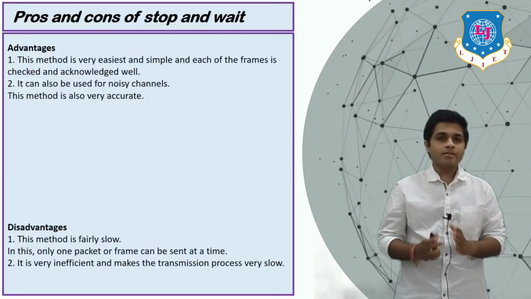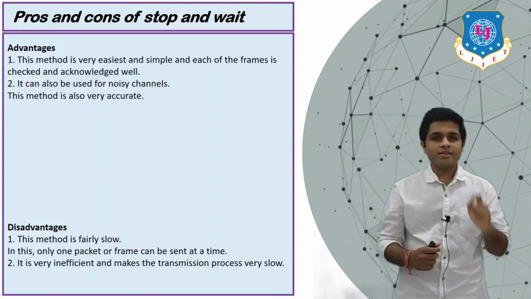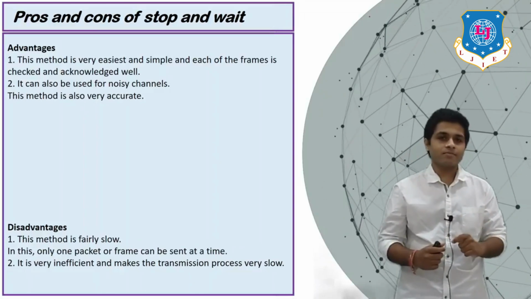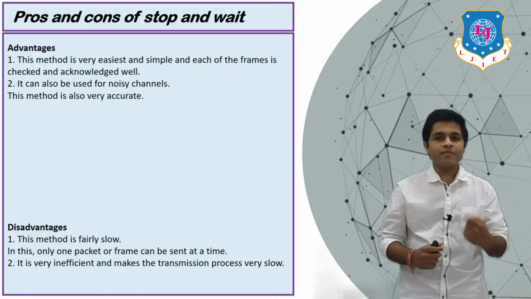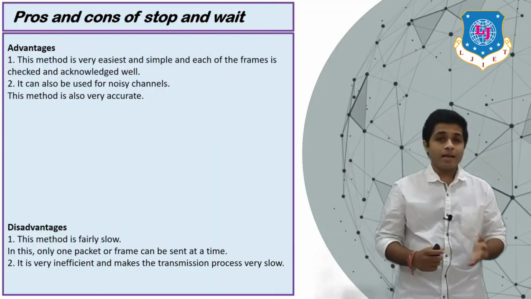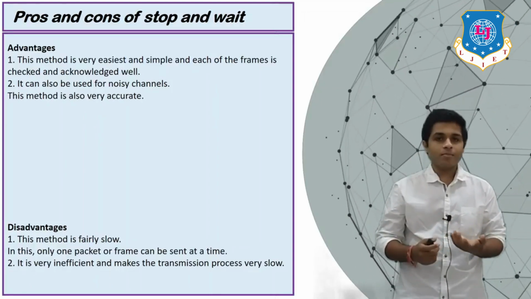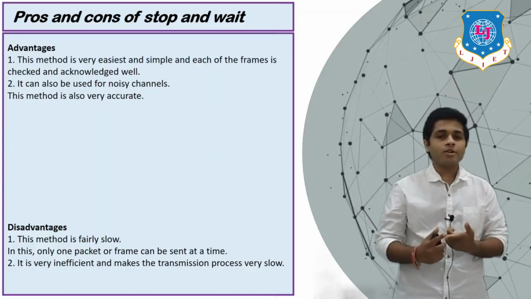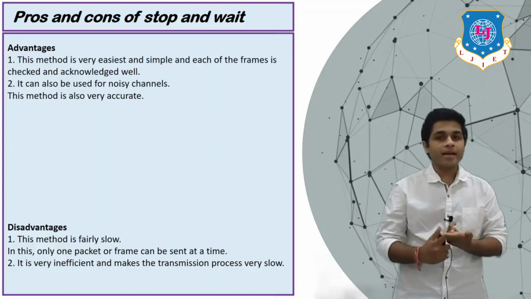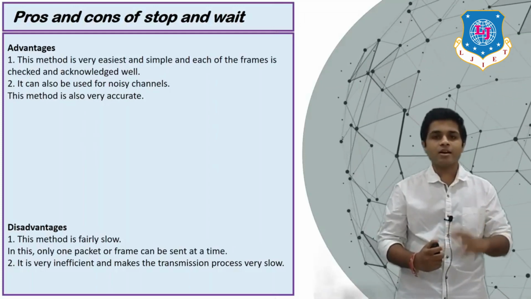Now let's discuss the pros and the cons of the stop and wait. The stop and wait is the easiest and the simplest method. And after sending every time, the sender is waiting for the acknowledgement. And we have also seen that it can also be used for the noisy channel, because if the acknowledgement is lost or the packet is lost or the packet is received corrupt, there is a way that we can still communicate.